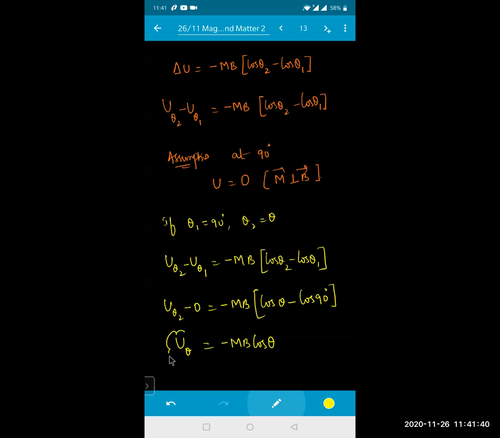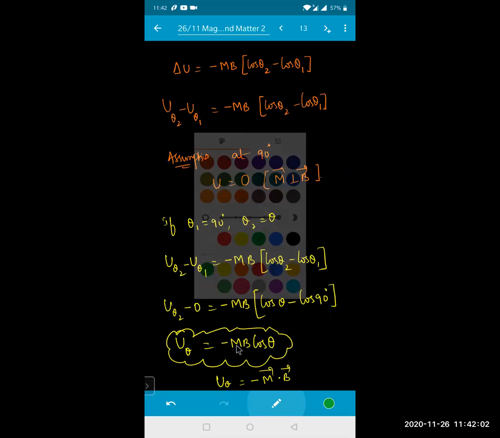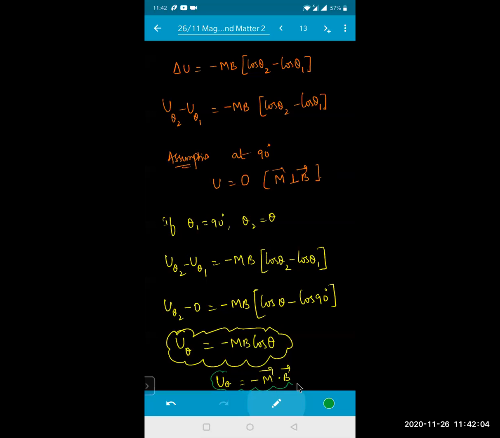So the energy at a certain angle is U equal to minus mB cos theta. Is that clear for everyone? You can also write this as a dot product: the energy at theta will be equal to minus m bar dot B bar. This is like a dot product condition. So I can even write it in terms of a dot product, minus m bar dot B bar. Clear?